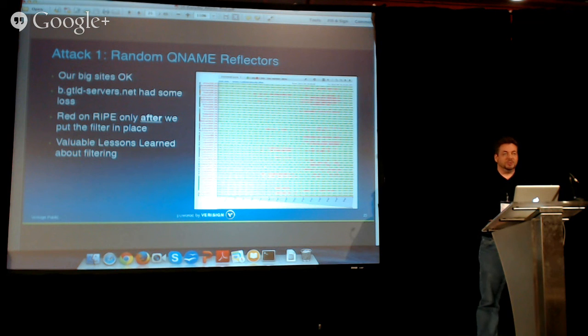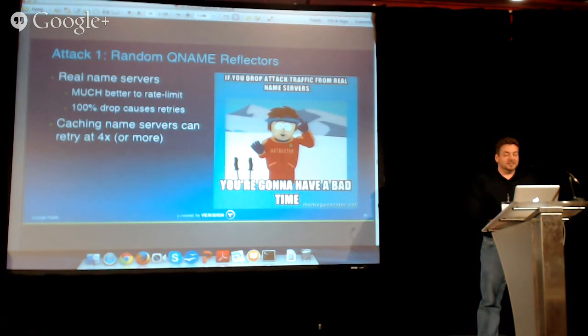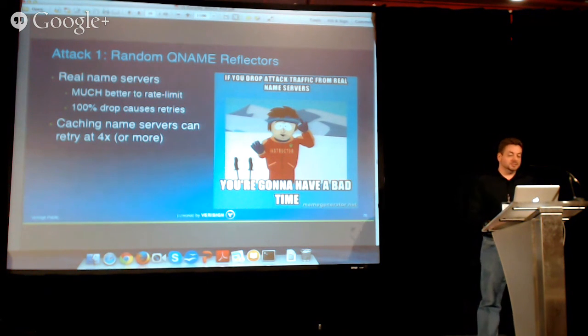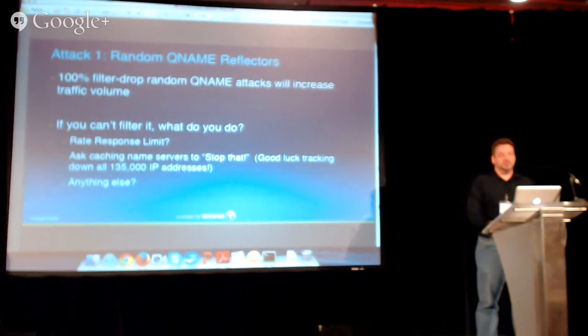We learned a couple of lessons about filtering: if they're real name servers, it's much better to rate limit them than to simply drop them. A caching name server can do 4 times or more retries, so if you're going to drop attack traffic that's coming from real name servers, you're going to have a bad time. So the lesson we learned is don't filter-drop 100%. Do a rate-limit drop if you can.